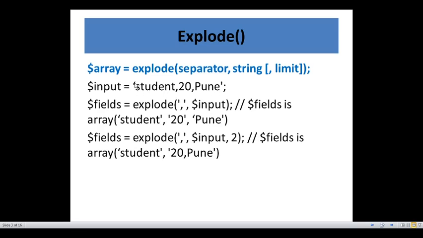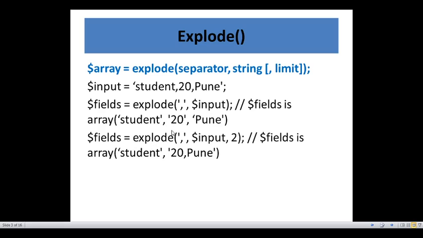This is only one string within single quotes. And $fields equals explode. We are using this syntax here. The separator is a comma, which means we are trying to divide this string based on the comma. And here is your $input, 'student, 20, Pune'. This explode function divides the given string based on this comma and stores it in an array. So our array is student, 20, Pune.